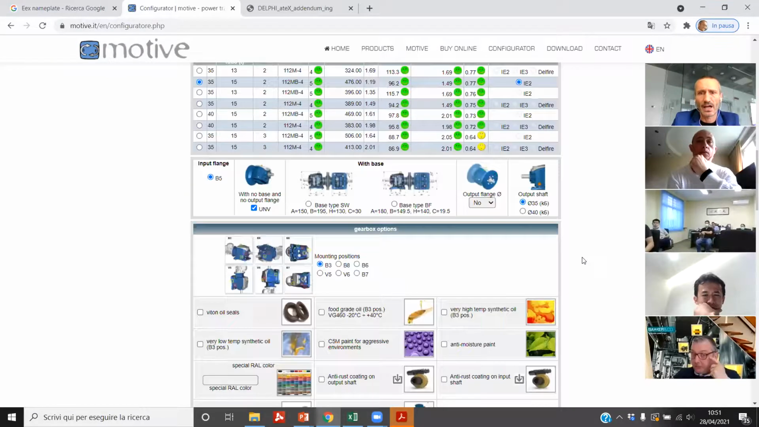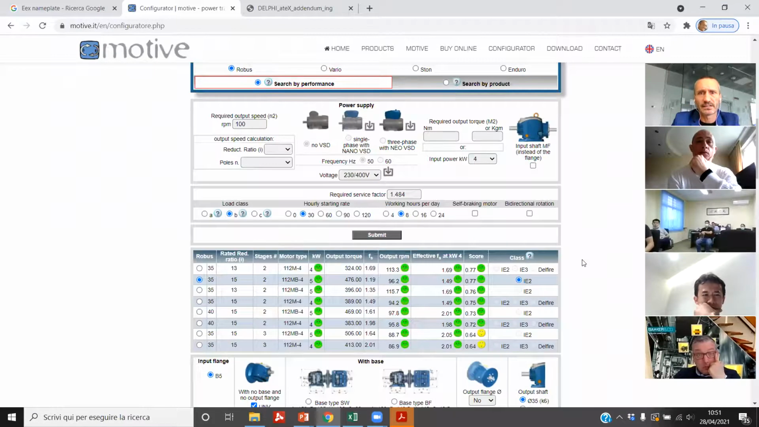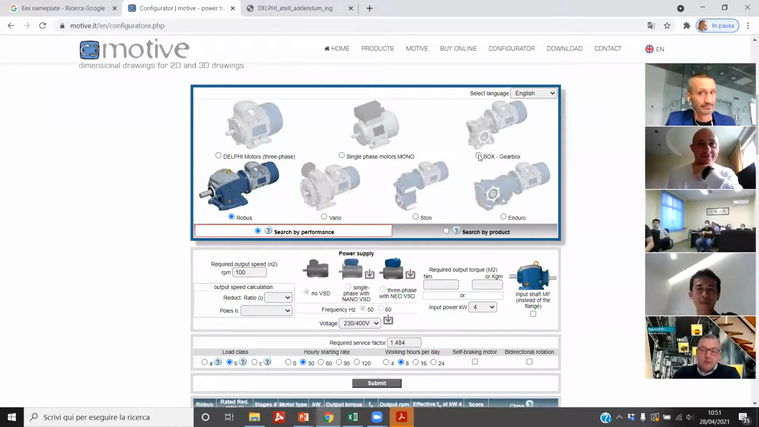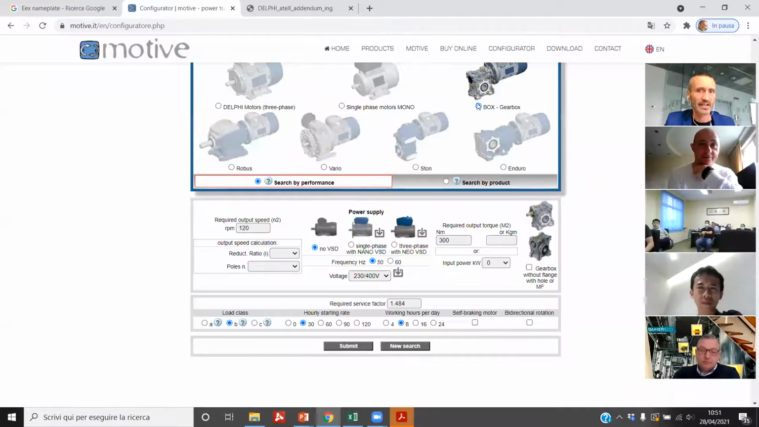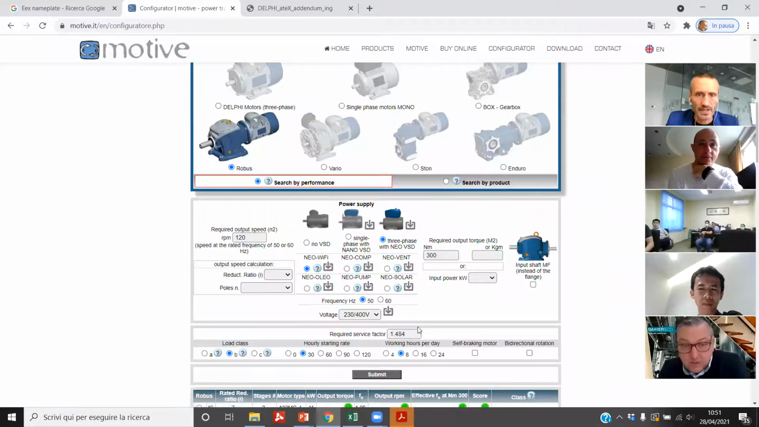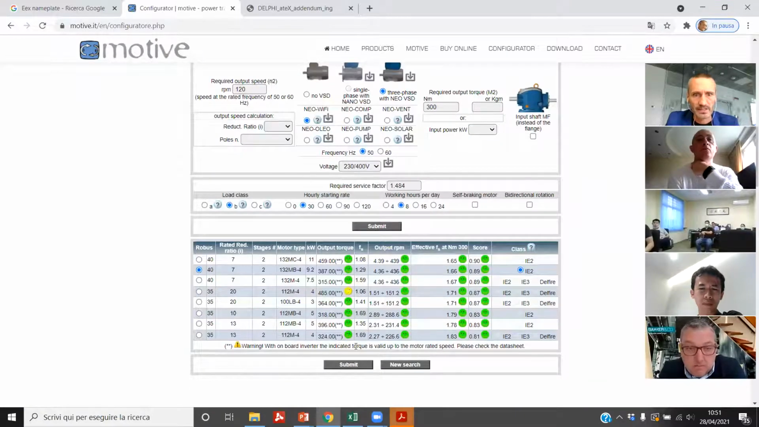And then you say, I want it, sorry, I made a mistake because I forgot that I wanted the variable speed drive, which was the example that I wanted to show you. Just one moment. Let's try again with a worm gearbox. No, with a robust. Okay, let's keep this example. I want a 3-phase variable speed drive. These are all the possibilities. Submit.